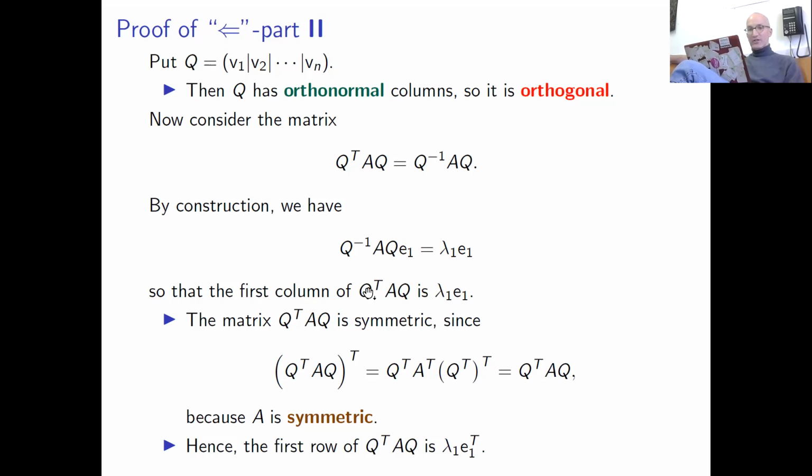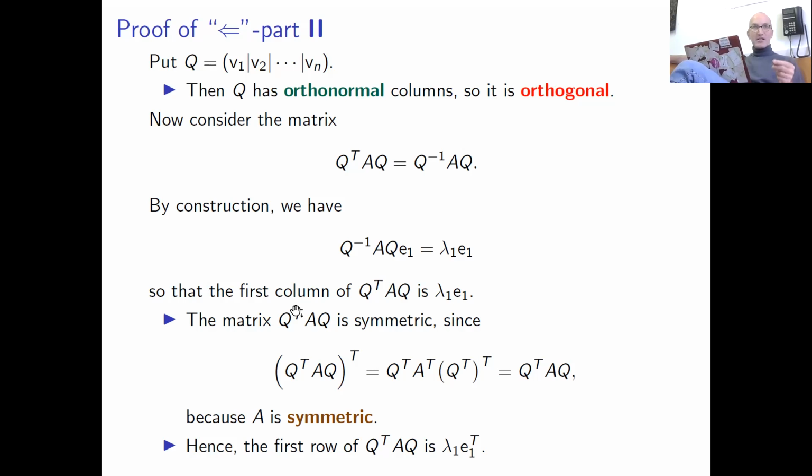Why? By definition, we have to check. You take this matrix, you take its transpose, and you want to prove that it's the same matrix. The transpose of a product is the product of transposes taken in the opposite order. You get this product, but then the transpose of the transpose just gives the matrix Q, and you get this matrix, which is exactly the matrix we have. So this is a symmetric matrix.